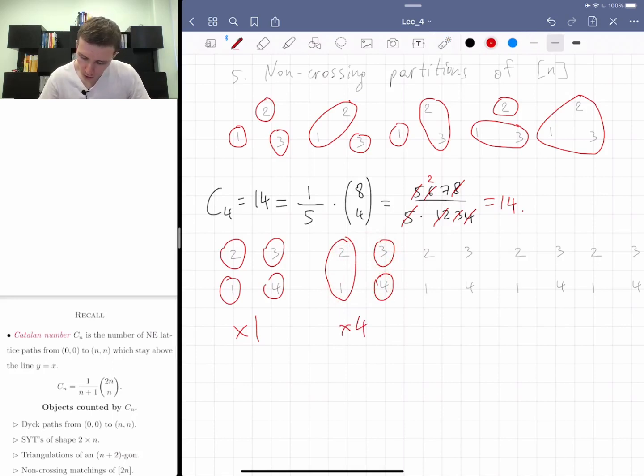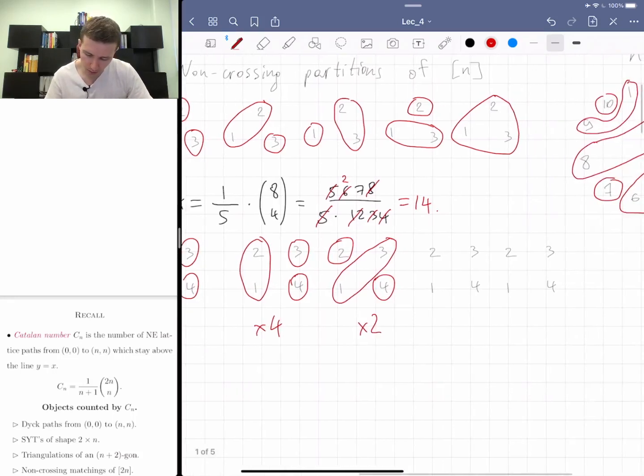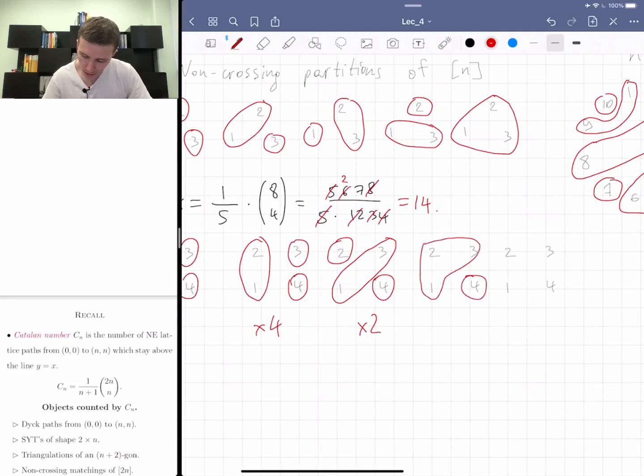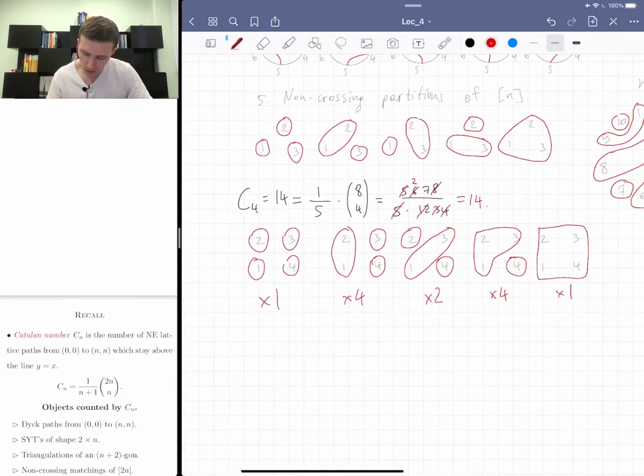And there is another way where I can take 1 and 3 together, or if I rotate, then I'm going to get 2 and 4 together. So there are 2 rotations of this non-crossing partition. And finally, I can also take 3 elements together, so there are 4 rotations of this. And finally, I can take the whole set together, and there is 1 rotation of this. So if you sum these up together, oh no, am I missing something?